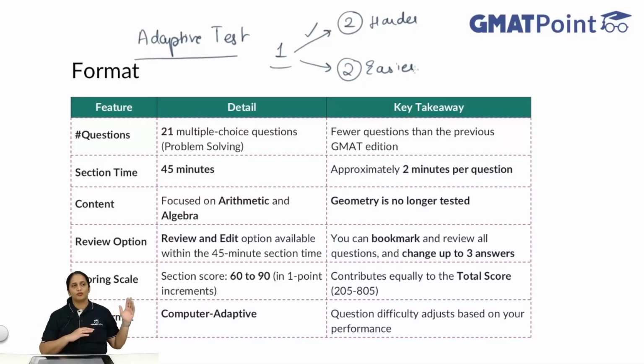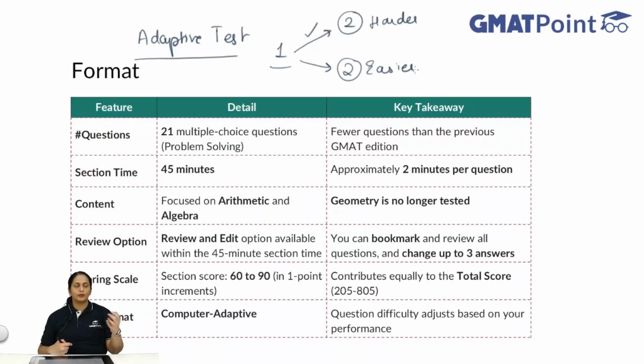So if you move from, say, arithmetic to probability, because there's a change in topic, the difficulty level will be different. They don't assume that because you were good at arithmetic, you will also be good at probability. So you can suddenly get an easier question from, say, algebra or probability.